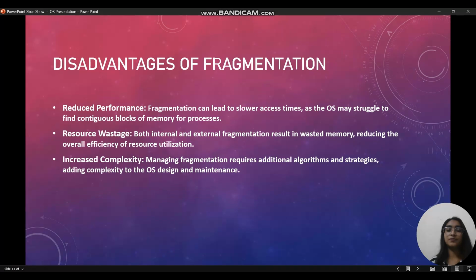Let's see disadvantages of fragmentation. Reduced performance. Fragmentation can lead to slower access times as the OS may struggle to find contiguous blocks of memory for processes. Resource wastage. Both internal and external fragmentation result in wasted memory, reducing the overall efficiency of resource utilization. Increased complexity. Managing fragmentation requires additional algorithms and strategies, adding complexity to the OS design and maintenance.